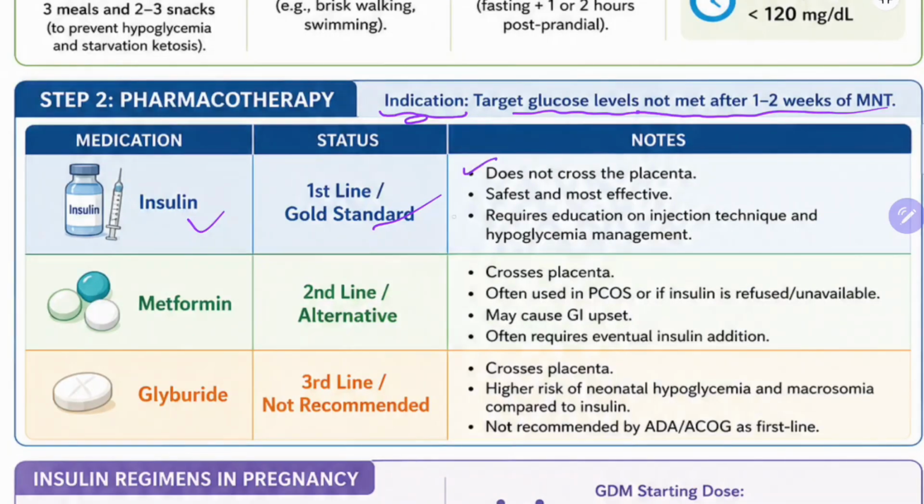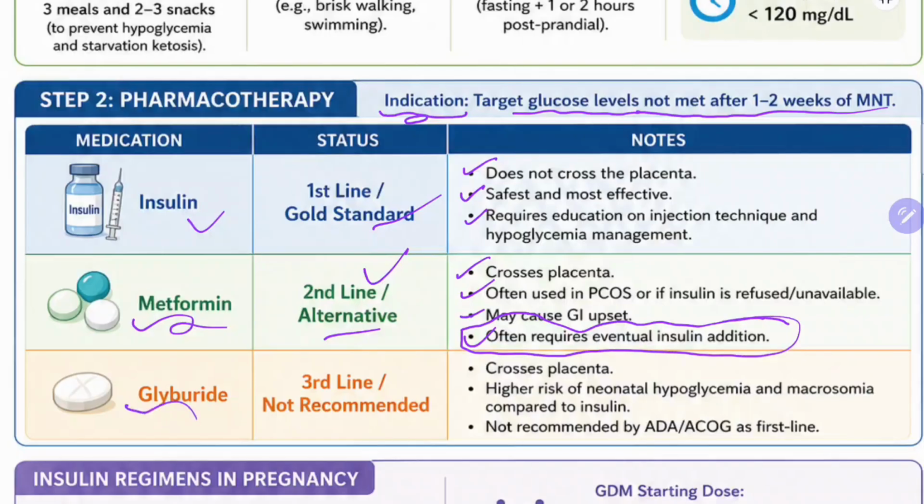Why? It does not cross the placenta, is safest and most effective, but requires education on injection technique and hypoglycemia management. Metformin is a second line alternative to insulin, or it can be given as an adjunct to insulin also. But it crosses the placenta, is often used in PCOS or if insulin is refused or unavailable. It may cause GI upset and often eventually requires insulin addition.